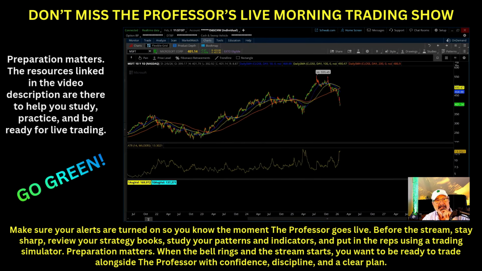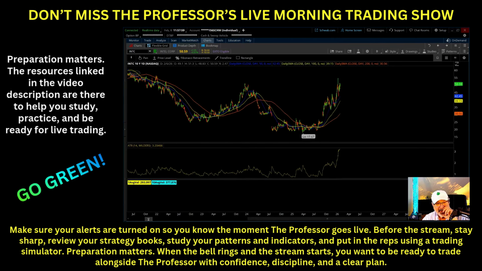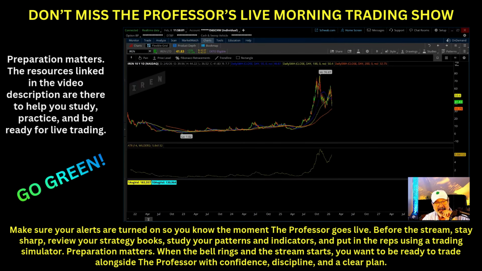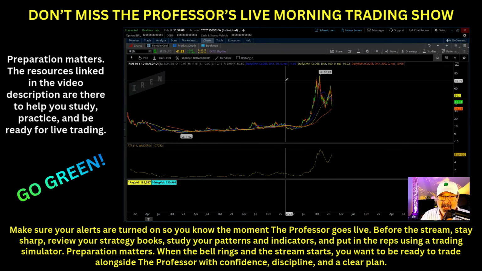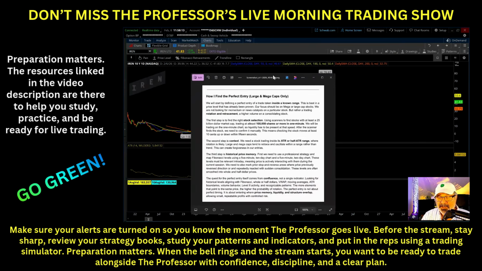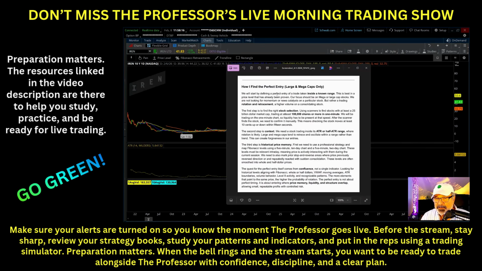So all of these that came up on the scanner, there's a reason why, because they're all tradable stocks. So that's specifically for scalp and recoil, or for what we were just talking about. This is a good thing to have, you can figure it out on your own or just get one. So 100,000 shares per minute will be trading on a 1 minute. So liquidity has to be present at that speed. After the scanner finds the stock, we need to confirm it manually.